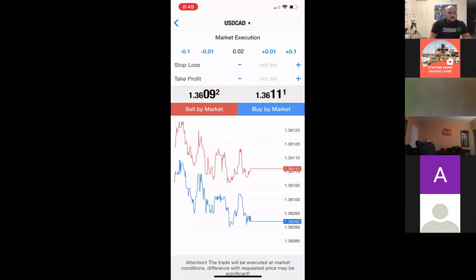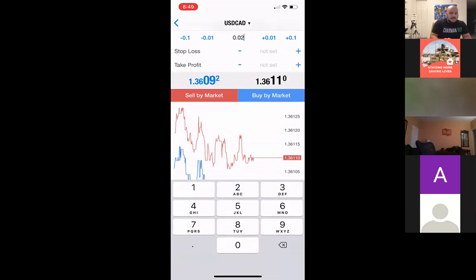Boom. Okay. Now, you guys have to understand lot sizes. I can't get into that a whole lot right now. Just know 0.01 is 10 cents per pip. 0.10 is $1 per pip. 1.0 is $10 per pip. Okay? Right now, with the account size of less than 1,000, you guys really won't be doing more than like 50 cents a pip, which is 0.05.